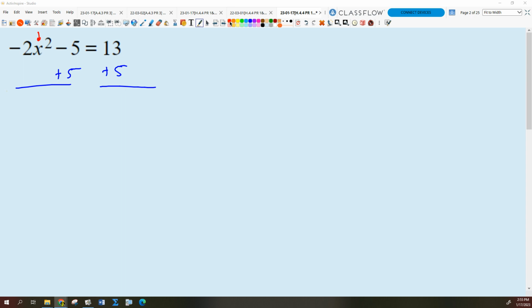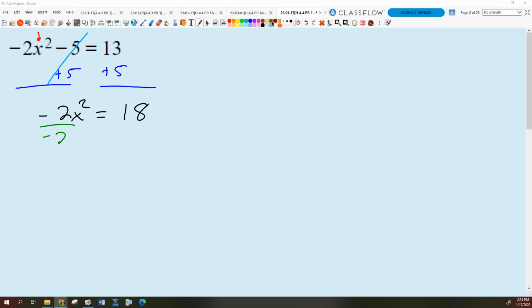Easy. So the first step, working our way up in reverse PEMDAS, would be add or subtract. Yeah, we're adding 5 to both sides. If we're isolating, every step should be a cancellation step, right? So after one step, we get negative 2x squared equals 18. What's next? Divide by negative 2, okay?